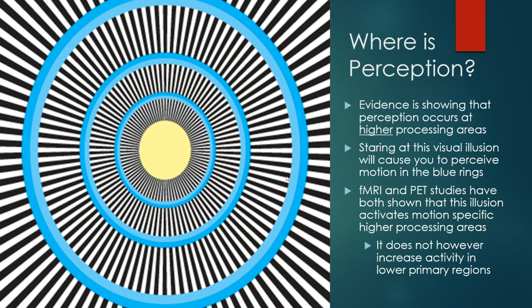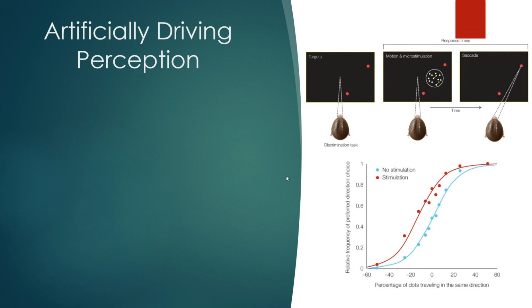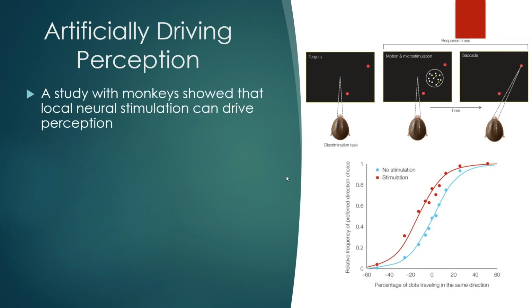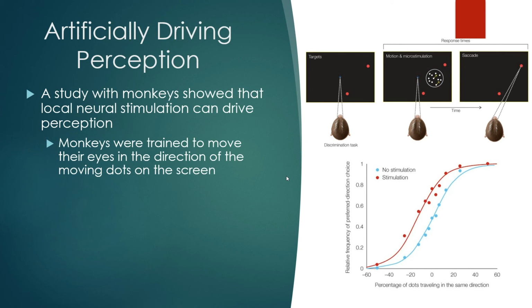It's not increasing any activity in the primary regions. So this kind of gets back to some scary ideas if we're talking about brain-computer interfacing, because we can actually drive perception. They had these monkeys and they were training them on this task where they had to make an eye movement towards the moving direction of these dots. So these dots would move in a certain direction. The monkeys were trained that they needed to make a saccade, an eye movement in the direction of those moving dots.